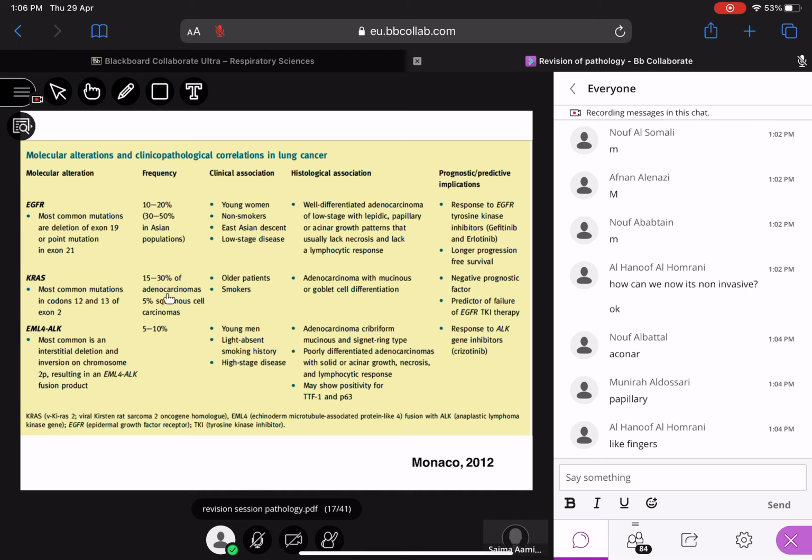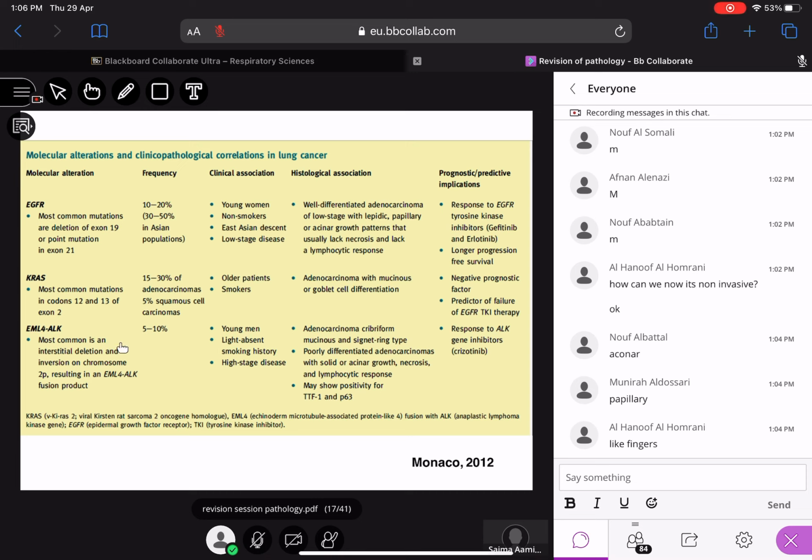KRAS is in 15 to 30% of adeno and 5% of squamous, usually in old patients who are smokers, with mucinous differentiation, and it is a negative predictor marker. If it is present, it means that there can be a failure of therapy to EGFR.